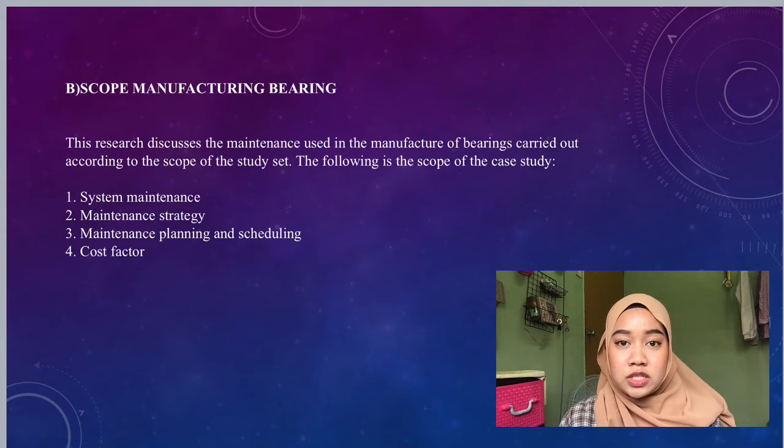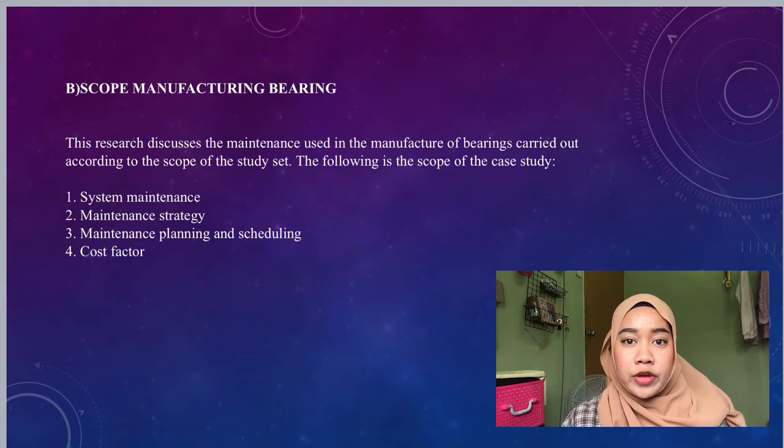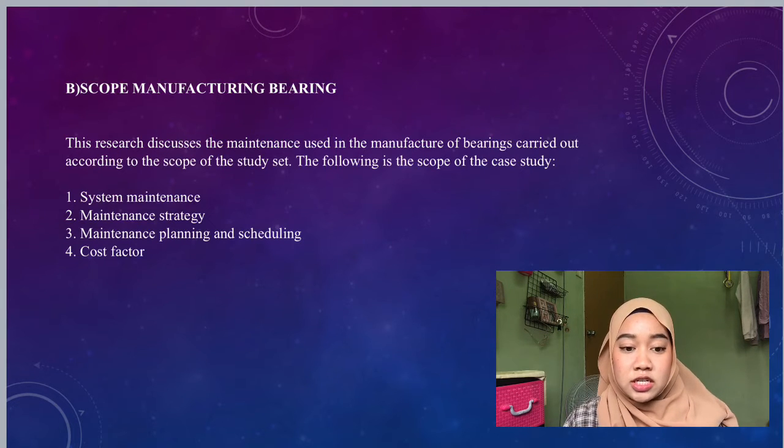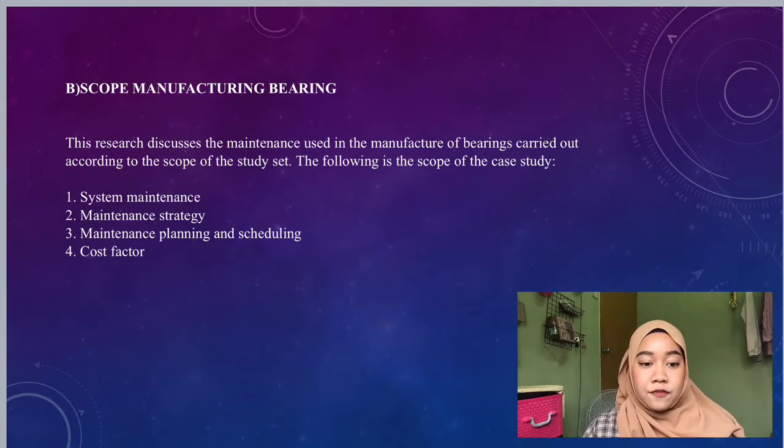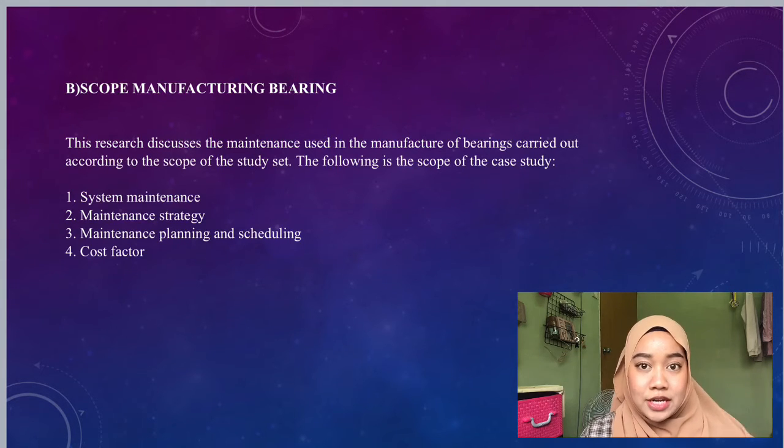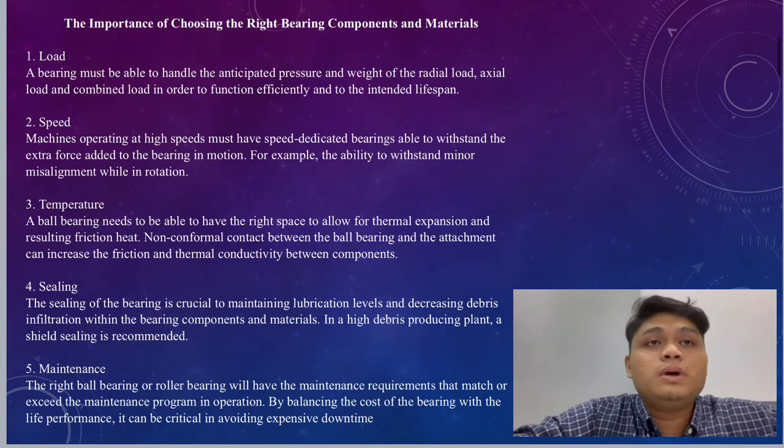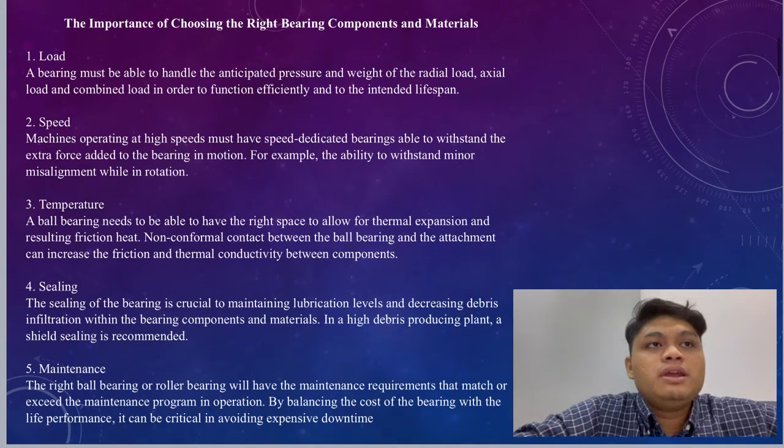Okay, I want to continue the presentation. Scope of manufacturing bearing. This research discusses the maintenance used in the manufacture of bearing, carried out according to the scope of the study set. The following is the scope of the case study. First, maintenance system. Second, maintenance strategy. Third, maintenance planning and scheduling. Fourth, cost factory.